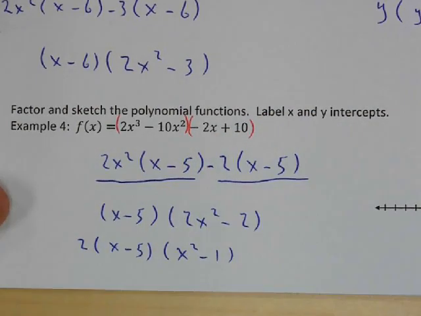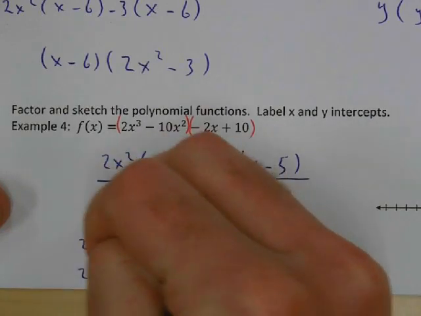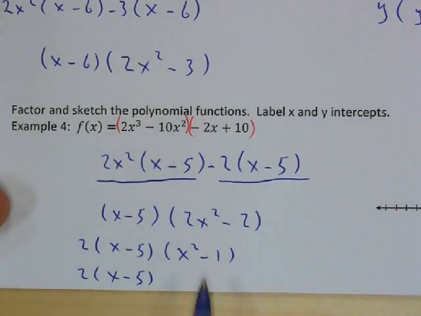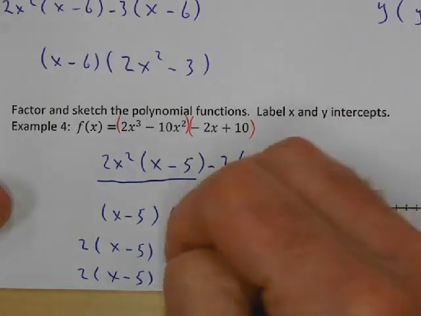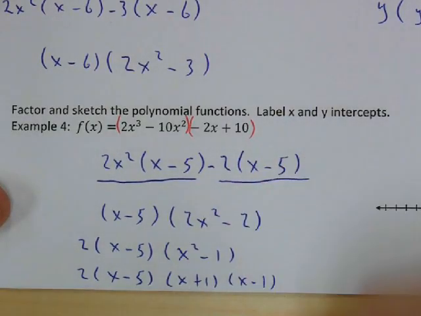Now, are we done factoring? No, because here we've got a difference of two squares. So I have the 2, the x minus 5, and then I can factor this into x plus 1 times x minus 1. Now I've got it completely factored.